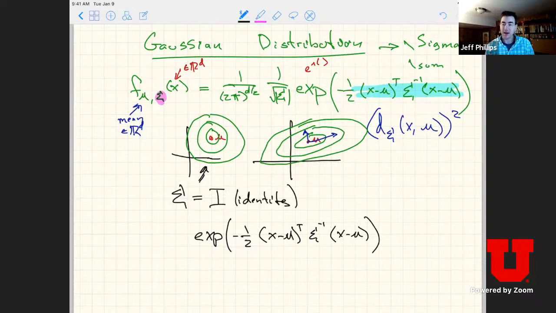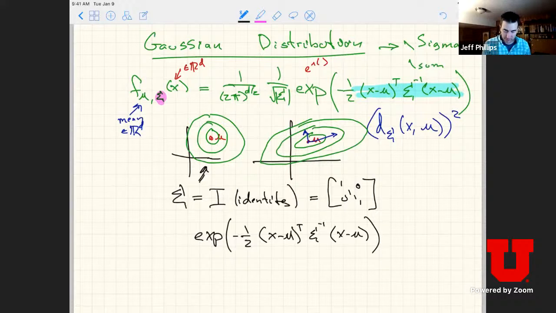Now if I replace sigma with the identity, then the inverse of the identity matrix, remember this is all zeros off the diagonal, and the property of the inverse is that if I multiply sigma inverse times sigma, I get the identity matrix. Well, that means the inverse of the identity is the identity. And if I multiply a vector by it, it's not going to do anything. It does not change this vector.